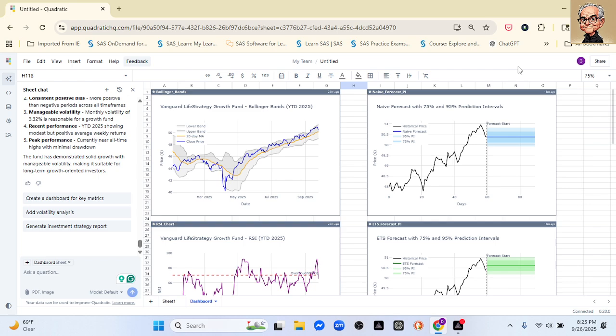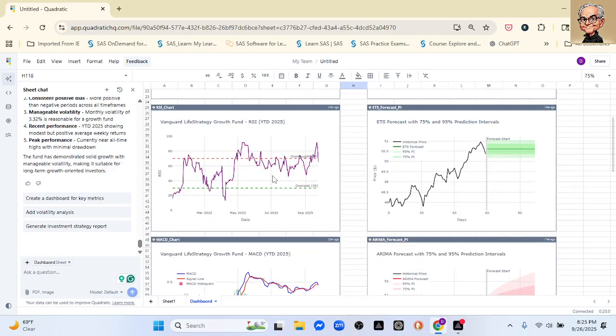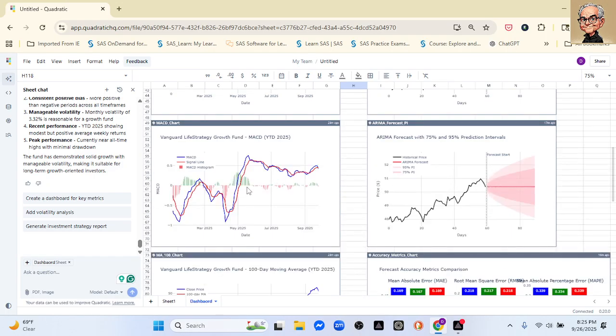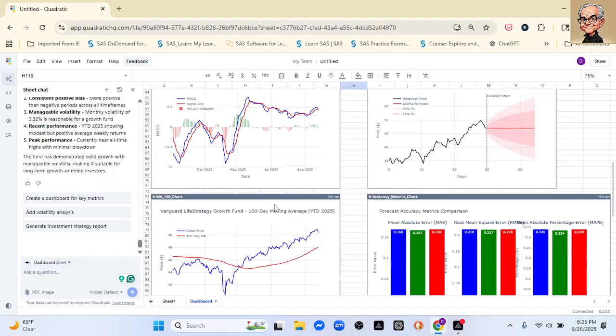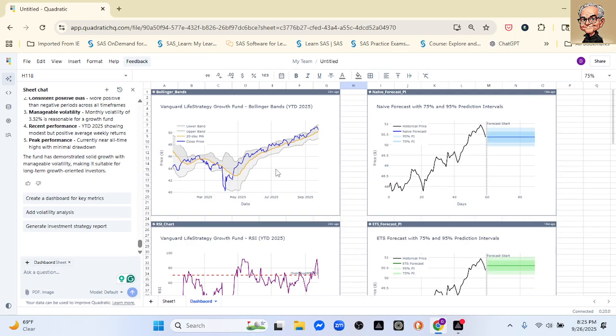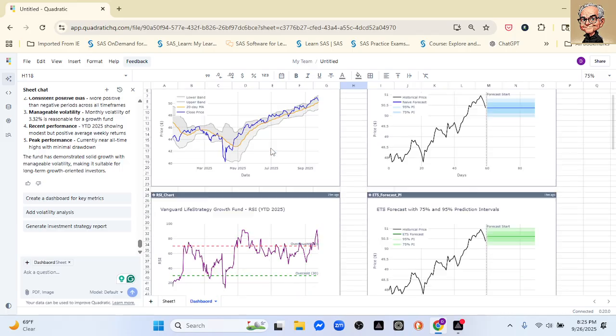Okay. So I began by simply asking it to do three basic stock analysis plots. That's a Bollinger Bands plot you can see here, the RSI plot, the MACD plot, and finally a 100 moving average. So if we come back up here, you see the prices are remaining above the 20 moving average line. But within the plus or minus 2 standard deviation lines, that's also a good sign.